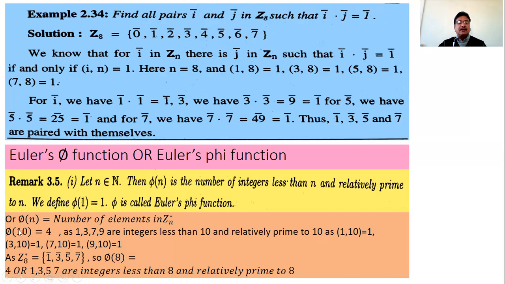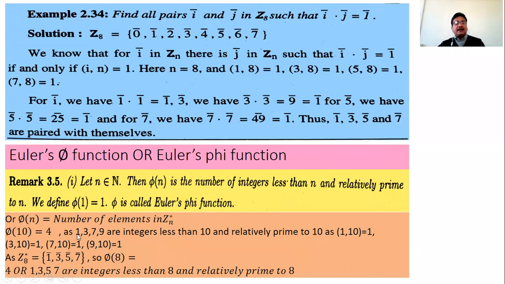So 0 and 10 greatest common divisor is 10. But 1 and 10 greatest common divisor is 1. 2 and 10 greatest common divisor is 2. So 2 is not a prime residue class. 2 is not a number less than 10 and relatively prime to 10. So to find phi 10, phi 10 is the number of integers less than n and relatively prime to n. So first find the integers relatively prime to n. So what are the numbers relatively prime to 10? 0 is not relatively prime to 10 because the greatest common divisor of 0 and 10 is not 1.